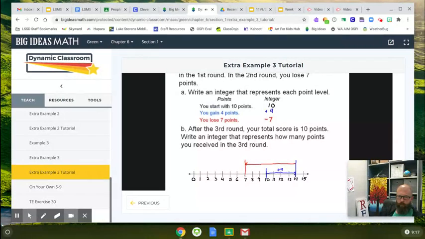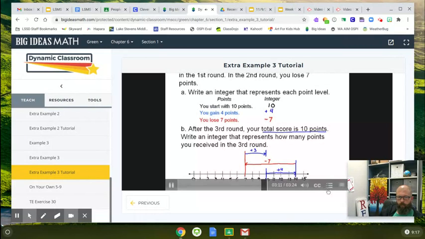Part B tells us that after the third round, your total score is 10 points. So, we want to get back to the integer 10. This means that we need to move to the right. Let's count the number of units we move to the right. 1, 2, 3. We move 3 units to the right. Because we move to the right, this represents a positive integer. So, an integer that represents the number of points you received in the third round is positive 3, or just 3.